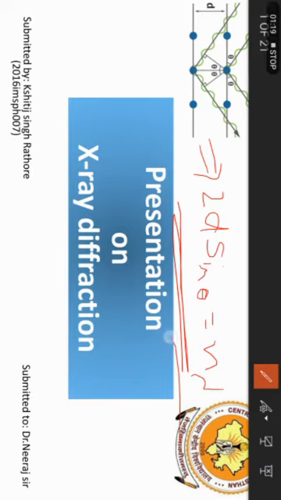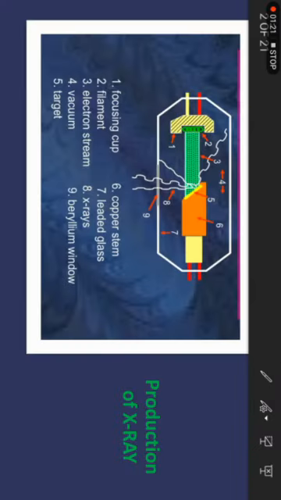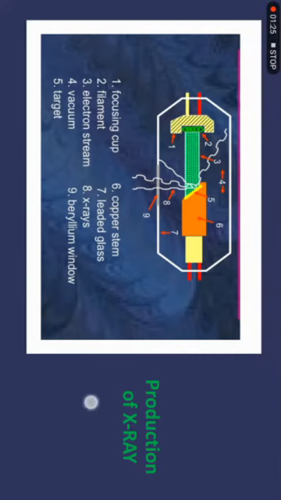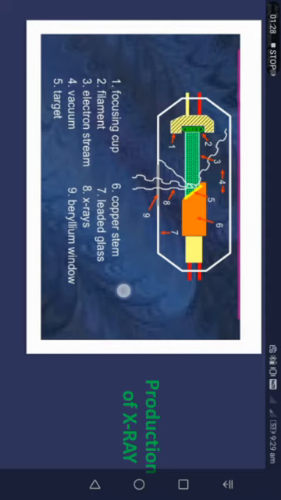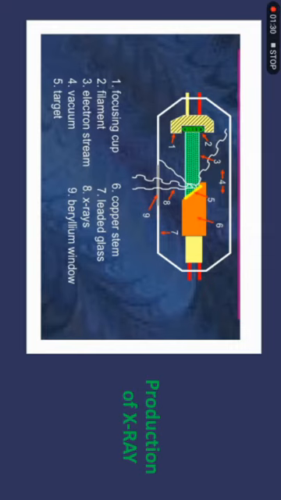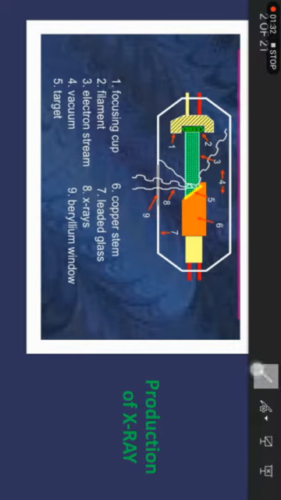So let's move on. Now you can see how the production of X-rays takes place. In this setup we have a focusing cup. This yellow part, numbered 1, is a focusing cup. What is it used for? It is used for focusing the electron beam at a point on the target, which is number 5.